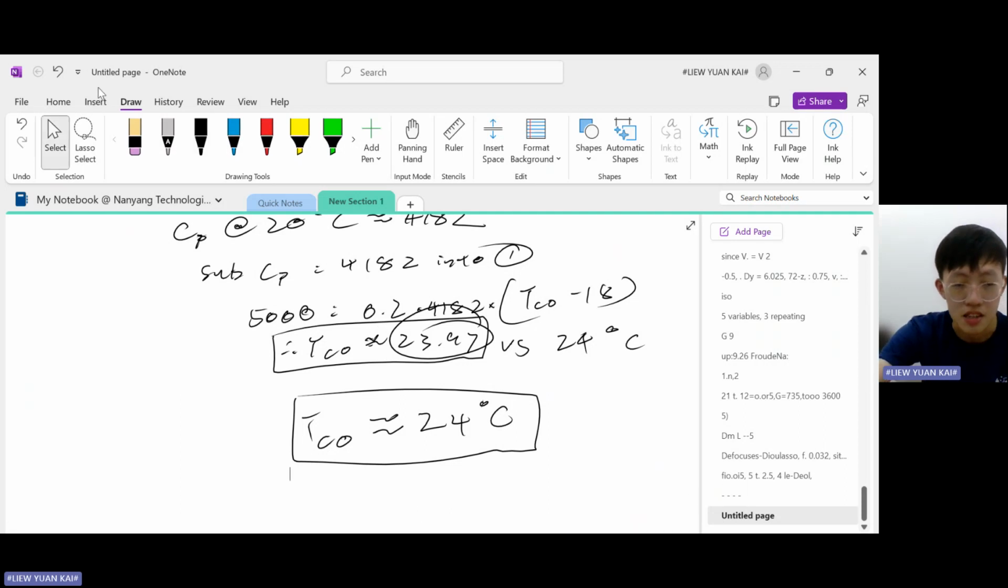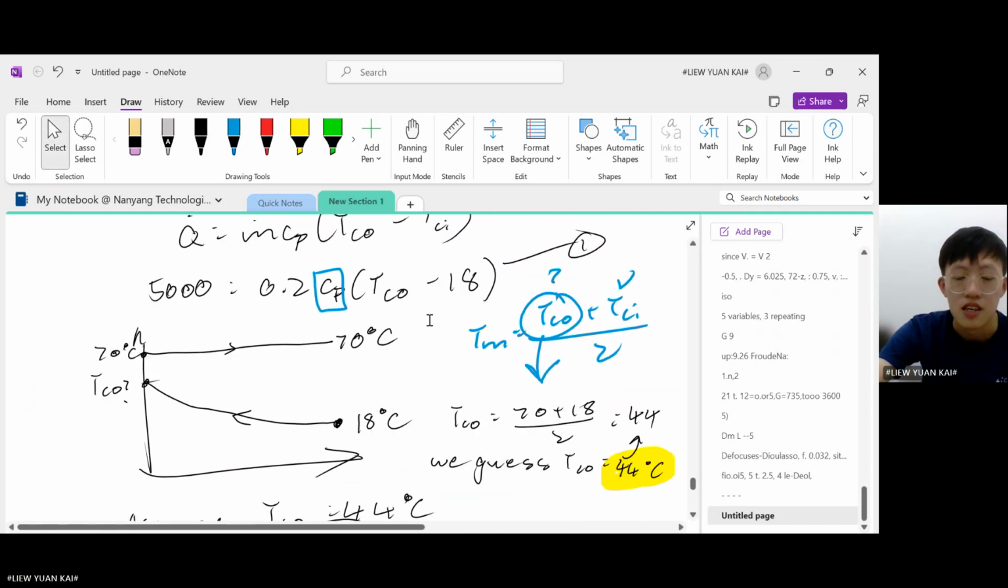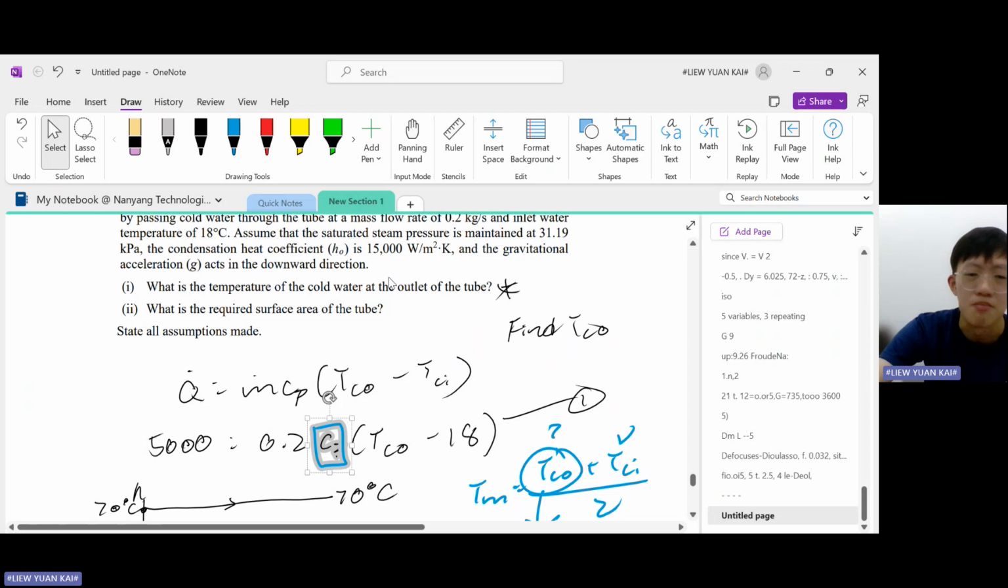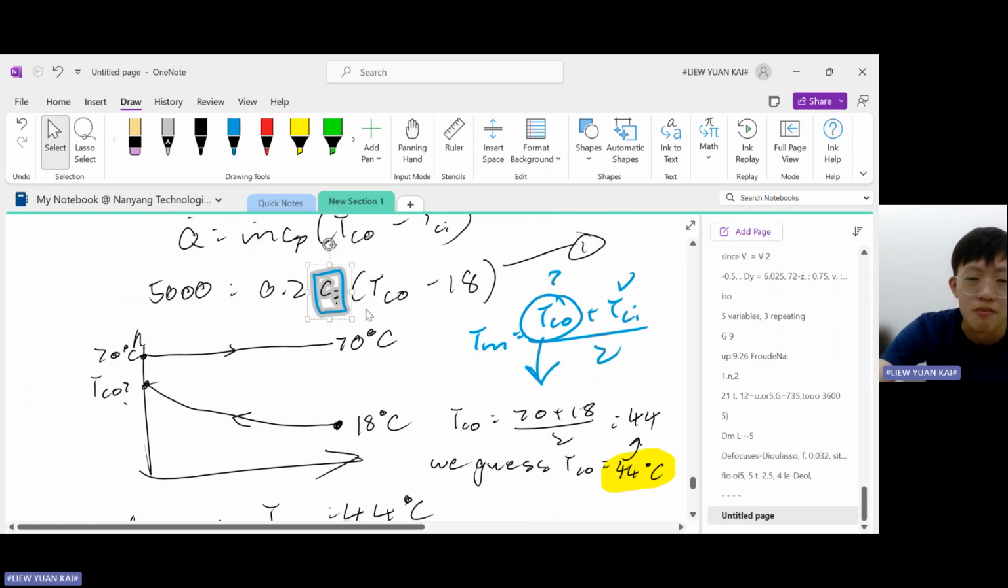So this is how you do an iteration question. An iteration question is usually like this. You see a fluid property, and they ask you for the outlet temperature. But the thing is, you need the outlet temperature to find the mean temperature, because the mean temperature will help you find the fluid property. Now your TCO is unknown and your fluid property is unknown, but you need TCO to calculate the fluid property.